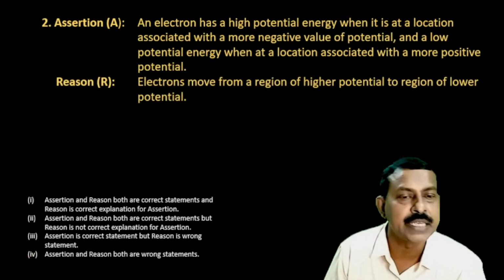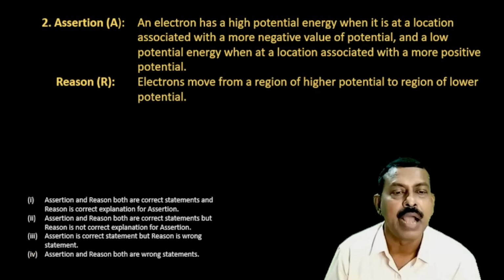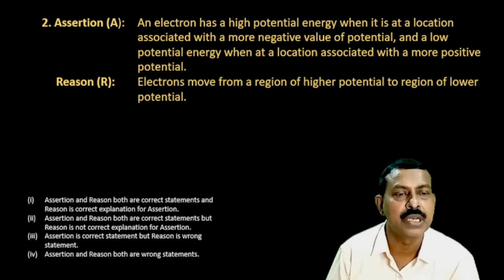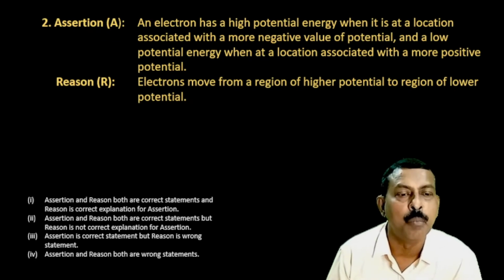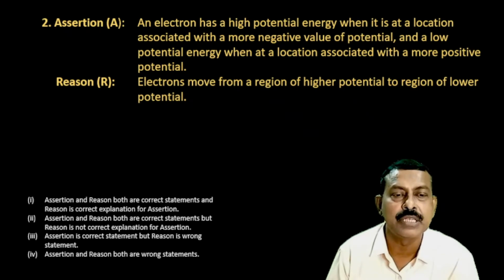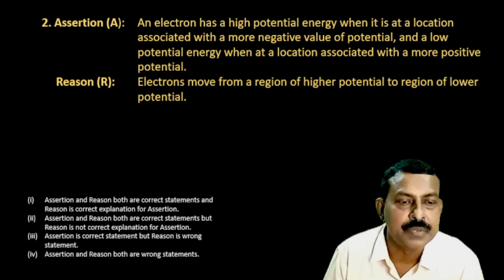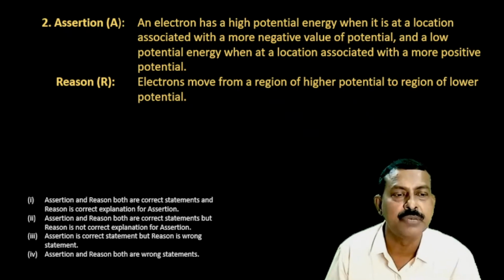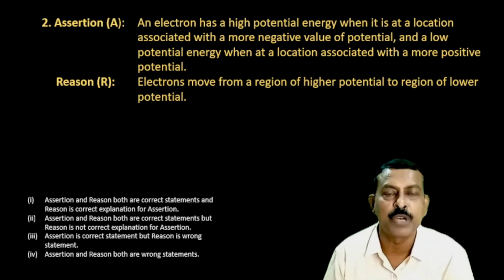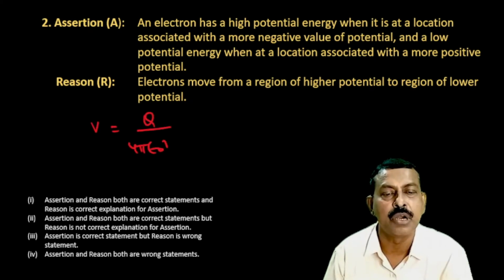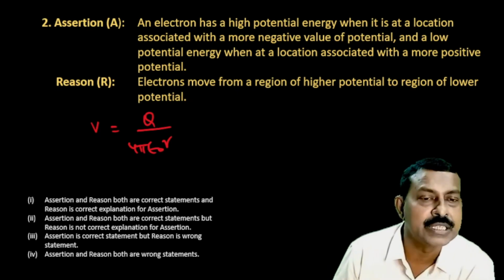Now let's take the second question. An electron has high potential energy when it is at a location associated with more negative value of the potential, and low potential energy when at a location associated with more positive potential. Now you know that potential at a point, when we take a point charge, is Q by 4 pi epsilon naught R.